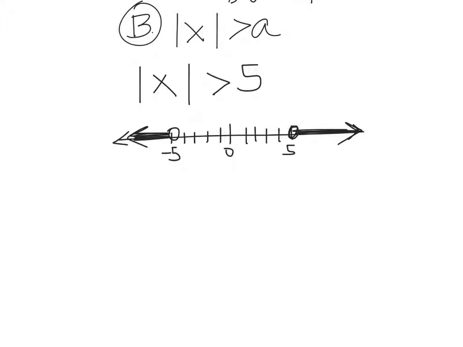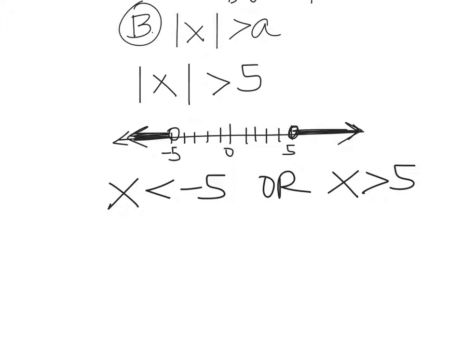You're this or that. So you're either x is going to be less than negative 5, the small numbers, or x is greater than 5. You never combine that. Okay, split it up every time.